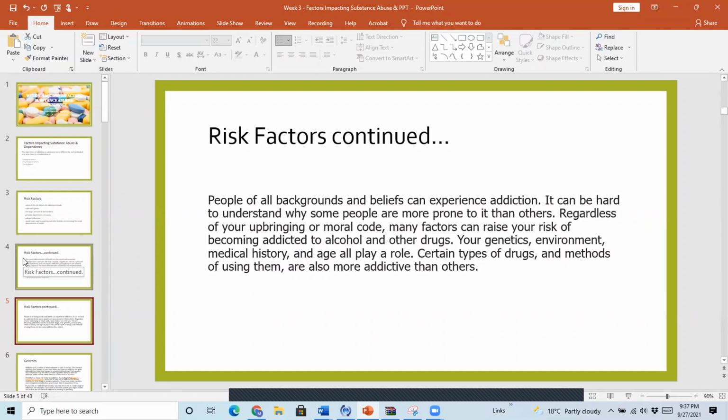Your genetics, your environment, sometimes your medical history, and your age all play a role in how likely you are to become addicted to alcohol or substances or some sort of behavior. Now, certain types of drugs and methods of using them tend to be a little bit more addictive than others.